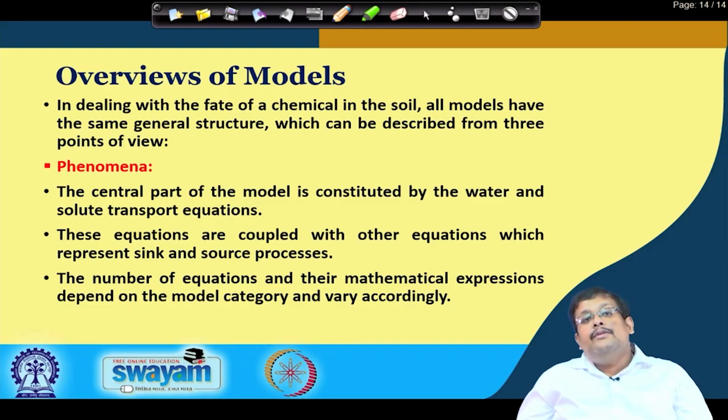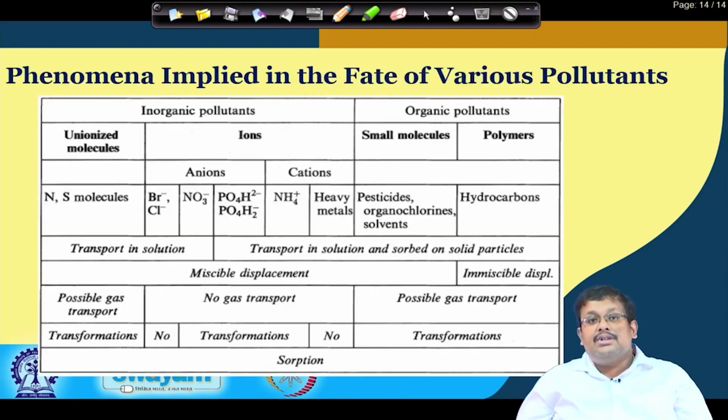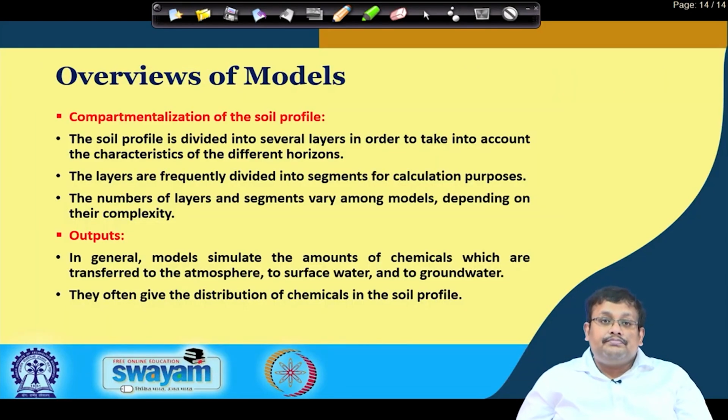So, when we talked about the overview of the models, we discussed 3 major aspects of a model. First of all is phenomena, which is the central part of the model and constituted by water and solute transport equations. We showed you the phenomena which are implied in the fate of various pollutants. We discussed the inorganic pollutants and organic pollutants, and how they can be classified and how they are interrelated. These phenomena are interrelated, as we have discussed.